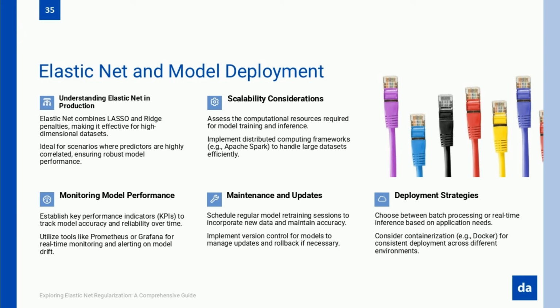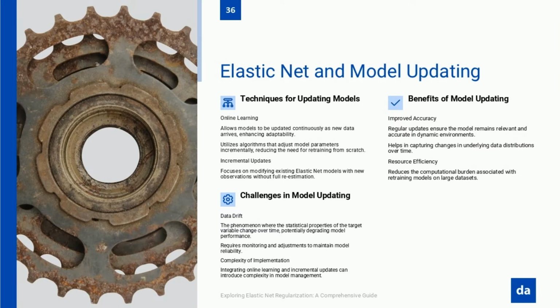Now that we've covered deployment, the next step is updating models over time, ensuring they stay relevant as new data becomes available. A machine learning model isn't a one-and-done project. It needs to evolve over time. As new data becomes available, consumer behavior shifts, or economic conditions change, a static model can quickly become outdated. That's why regular model updating is critical to keeping Elastic Net predictions accurate and reliable.